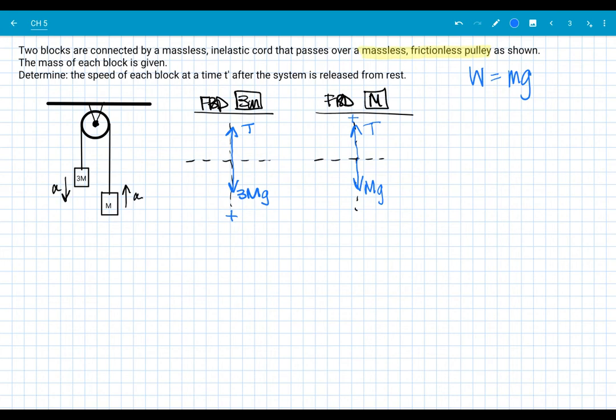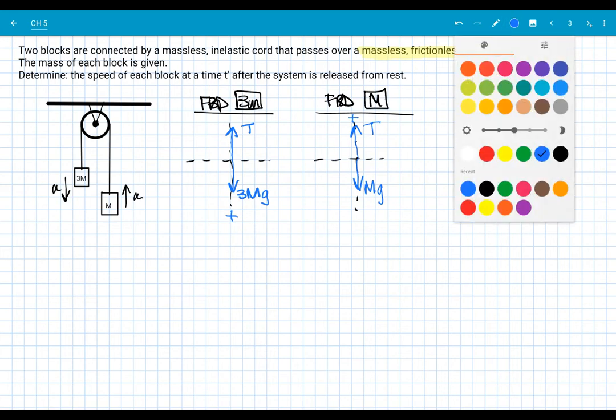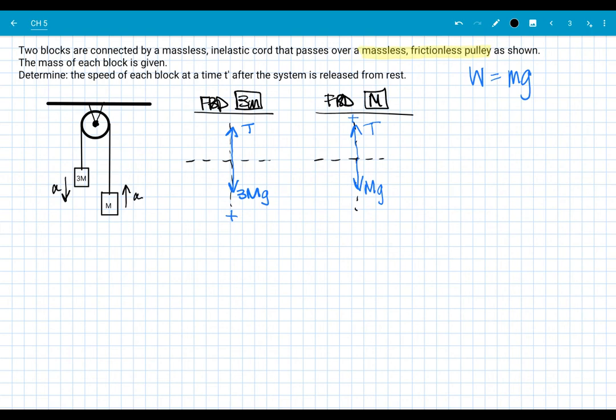So we'll go ahead and sum our forces then. If I sum forces for the 3M case, let me do some notation here so you can keep track of what I'm doing. I've got 3mg minus tension is equal to the mass of this body, which is 3m, multiplied by its acceleration, a.